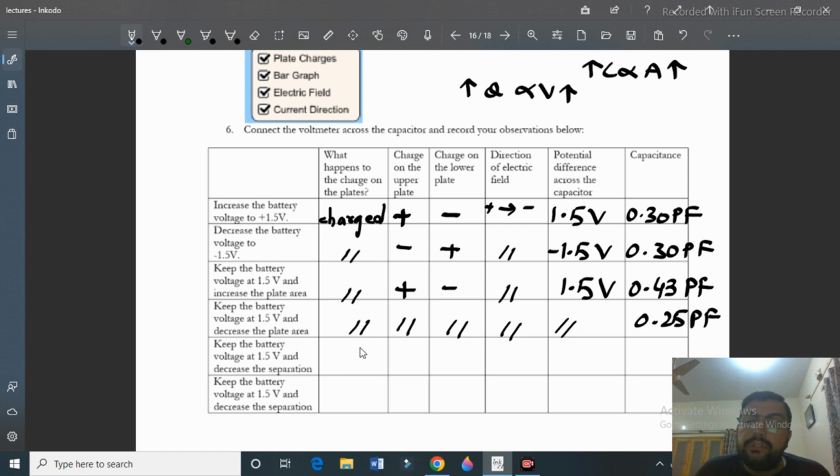Now I will do the next observation, and the last observation will be done by you as your homework. So it is 1.5 volt, and it is from positive to negative. The direction of the electric field is from positive to negative. The voltage is still at 1.5 volt. Now what I have to do? Decrease the separation. I will decrease the separation between the plates by using our simulation.